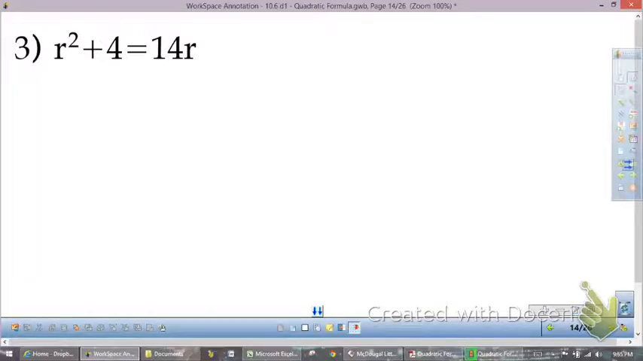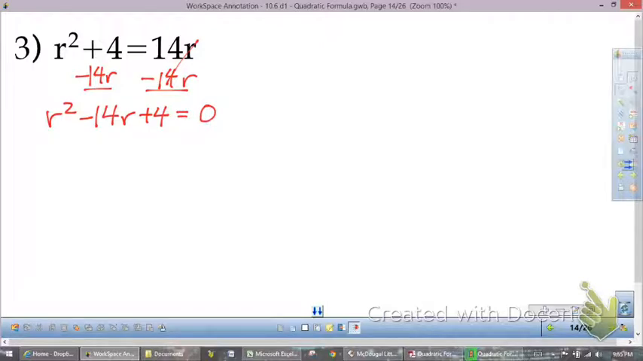Okay, here's the last equation to solve using the quadratic formula. Remember, to use the quadratic formula, though, we have to have a quadratic equation that equals 0. We've got to move that 14r over. Let's do that by subtracting 14r from both sides. So here we go. And on the left side, we're going to tuck that 14r right in between the r squared and the 4, because that's where it belongs.